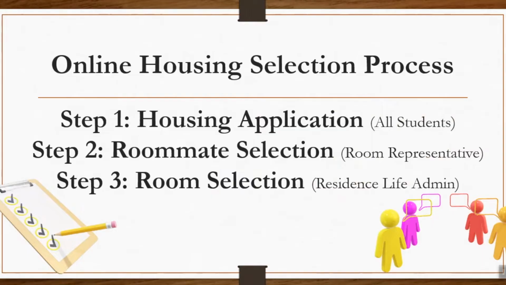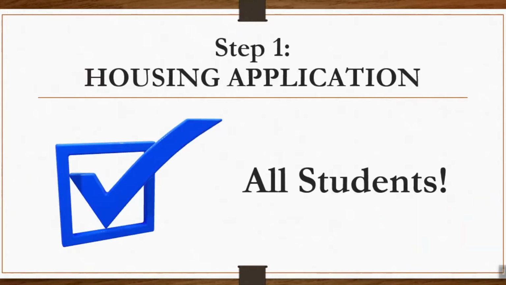The housing selection process has 3 steps. Step 1, housing application. Step 2, roommate selection, and Step 3, room selection. Each step will require different levels of participation from groups of roommates, so please pay close attention as we walk through each step. Every residential student must complete Step 1, the housing application.